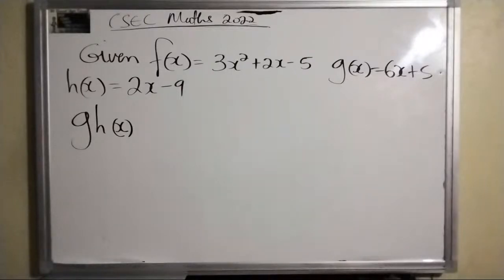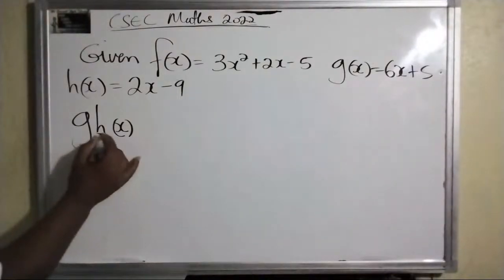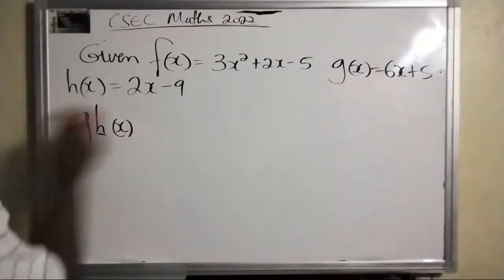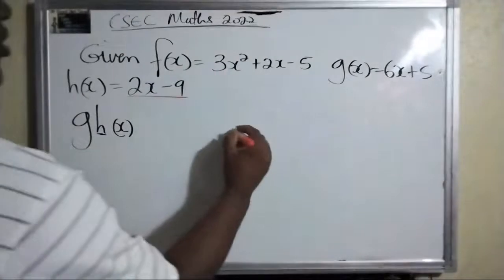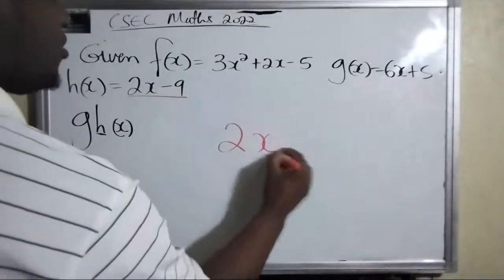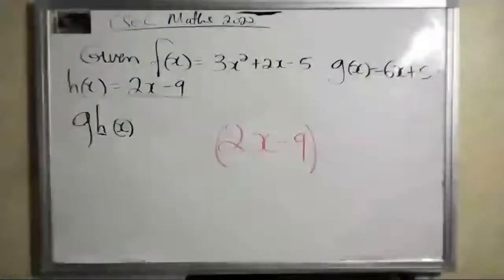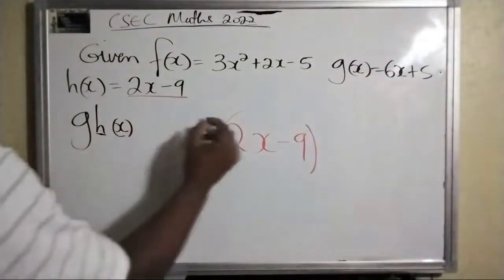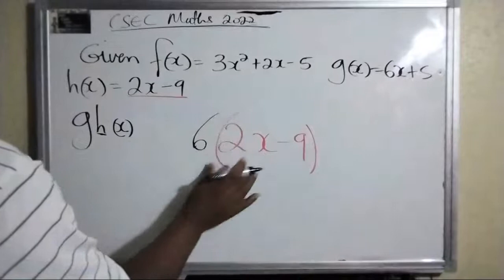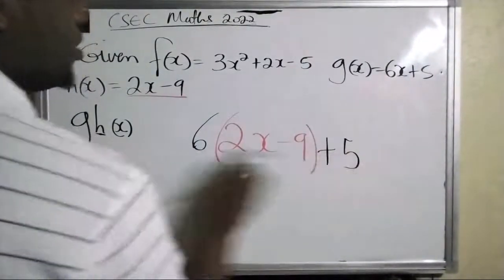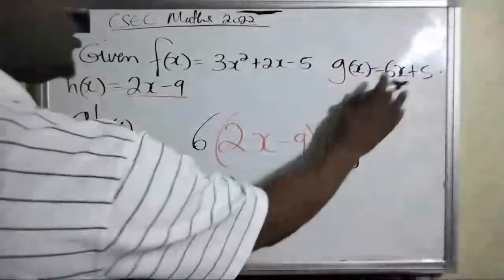And I'm going to show you a simple rule. We write back all of h, or the last function, alright? So we're going to put h in red, which is all of this, which is 2x minus 9. And then now we write back g. So g says 6, and this becomes our x, plus 5. So this is 6 times (2x minus 9) plus 5.